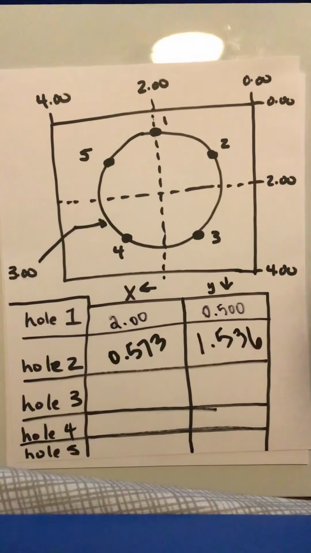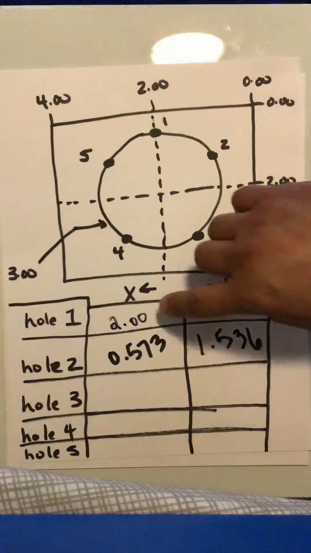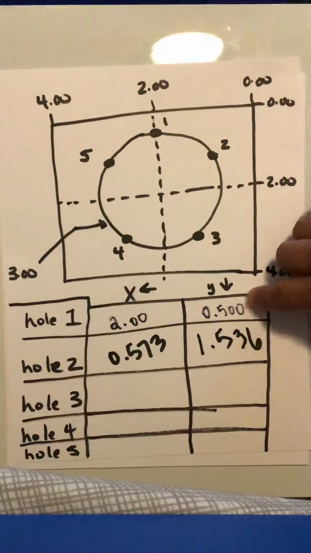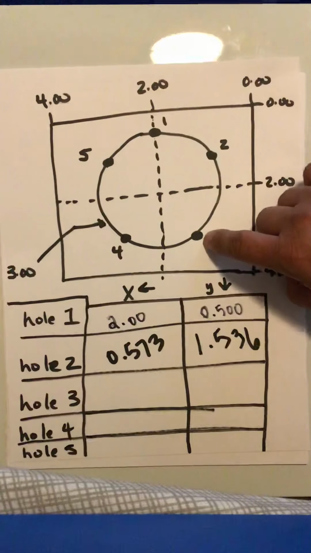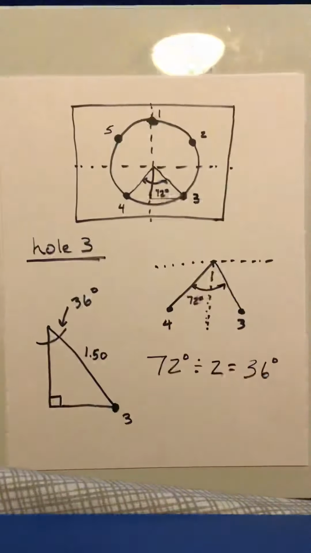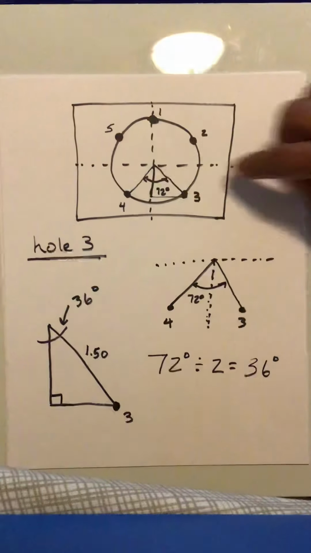Now we're going to find the location of hole 3. Just to recap, remember we found the location of hole 1 and the location of hole 2. Now we're going to find the location of hole 3. Hole 3 is kind of a different one.